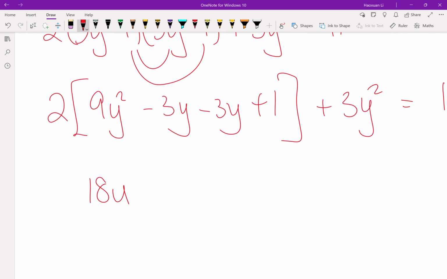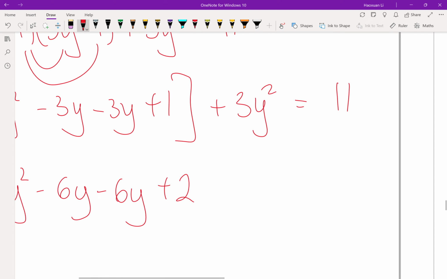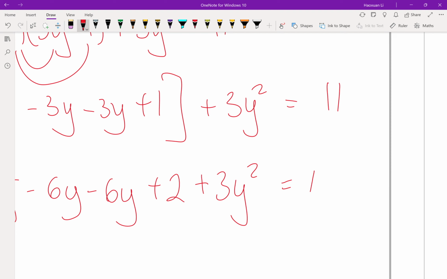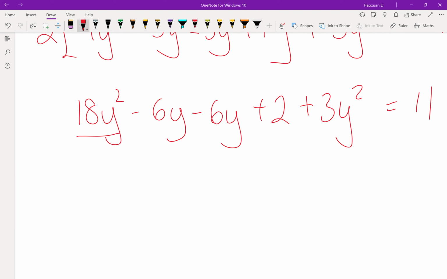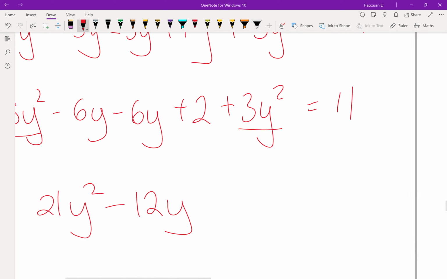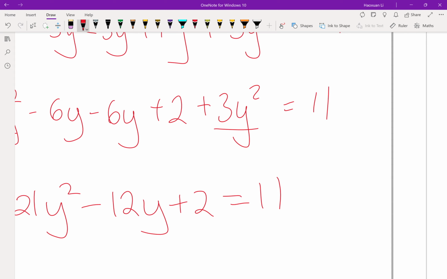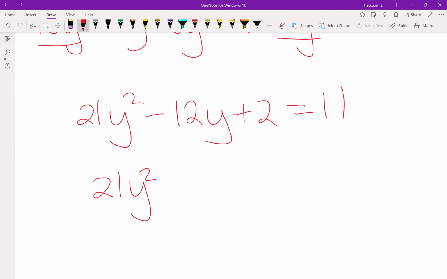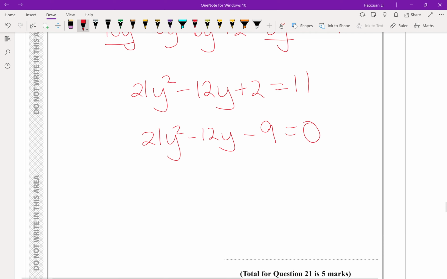So this will be 18y squared minus 6y plus 2 plus 3y squared equals 11. Collect like terms, so 18 plus 3 will be 21y squared minus 12y plus 2 is equal to 11. So 21y squared minus 12y minus 9, because you're minusing 11 from both sides to get a 0. So now you can divide both sides by 3, so that would be 7y squared minus 4y minus 3 equals 0.